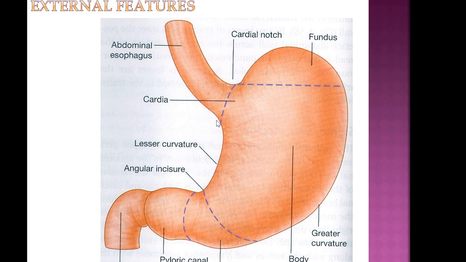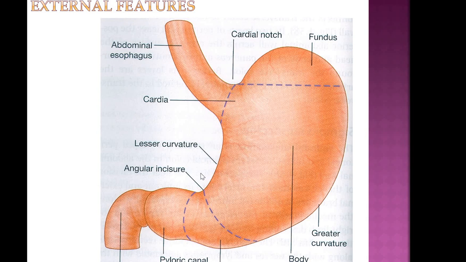Then it has two borders. The smaller border is the lesser curvature, which forms the right border, and this is the greater curvature or left border of the stomach. The most dependent part of the lesser curvature forms the angular notch or incisura angularis. The left border of the stomach is larger, called the greater curvature, and it is about 4 times the length of the lesser curvature. The greater curvature is separated from the cardiac end by a notch called the cardiac notch.